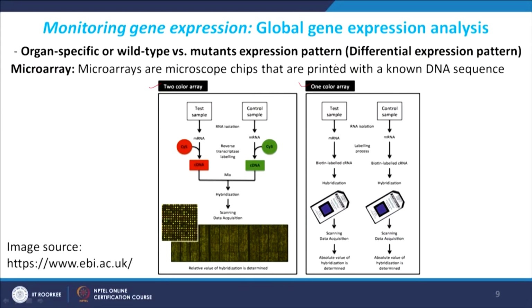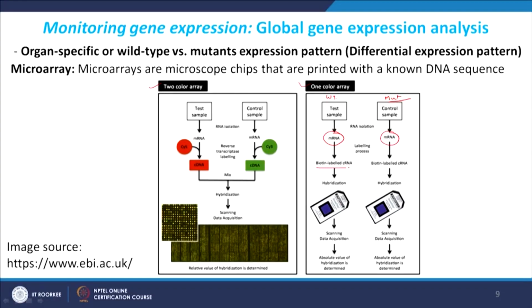In the one color way, let us assume that you want to test a wild type sample and a mutant sample. You want to identify the genes which are differentially expressed between this wild type and this mutant. You can extract total RNA from the wild type and total RNA from the mutant, then label this RNA. One way of labeling was biotin labeled cRNA synthesis. Both were labeled, so the entire RNA population in these two conditions was labeled, and then these labeled cRNAs were used for hybridization on the chips.